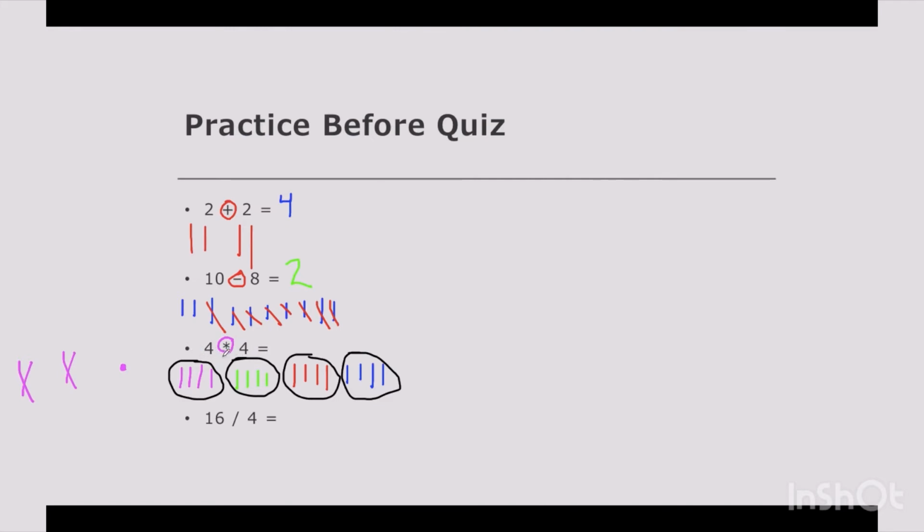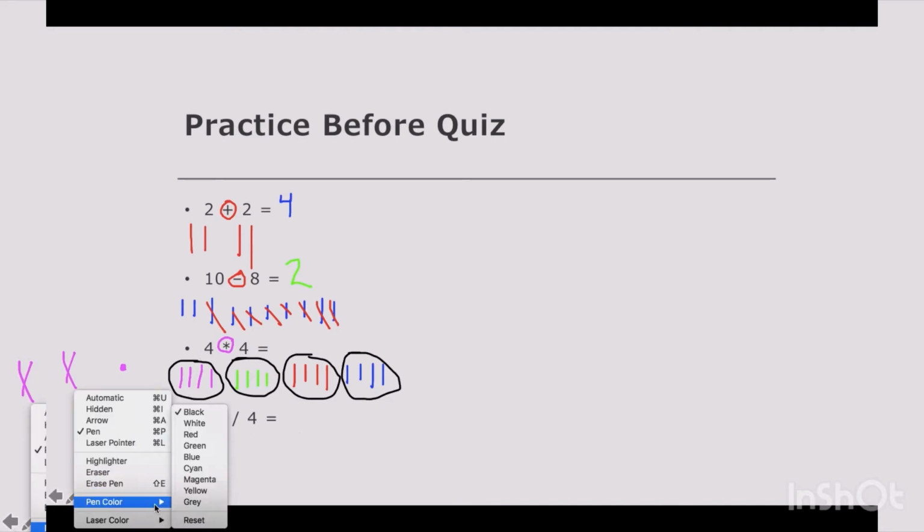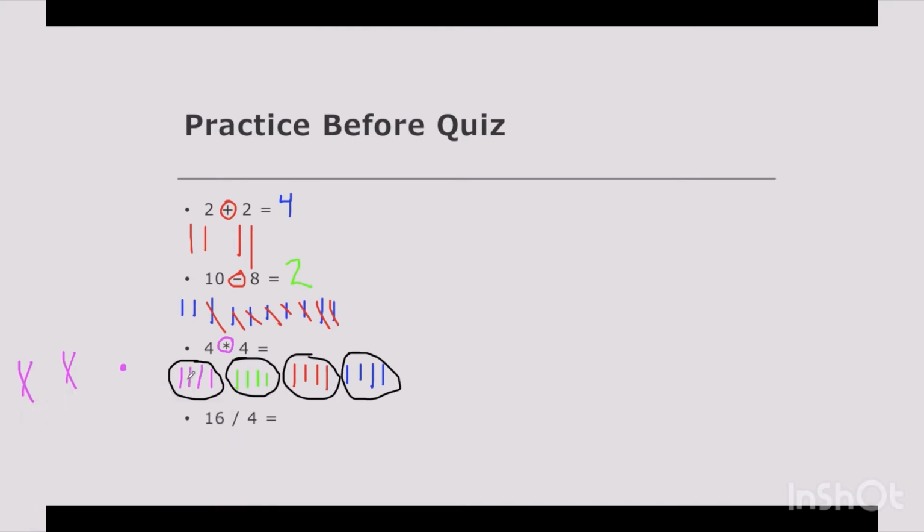The first number before the multiplying symbol represents how many sticks there are, and the number after the multiplying symbol means how many groups of sticks we need. Let's count how many sticks we have together: 1, 2, 3, 4, 5, 6, 7, 8, 9, 10, 11, 12, 13, 14, 15, 16. There you go, 16 sticks. 4 times 4 equals 16 sticks. Now look at this.